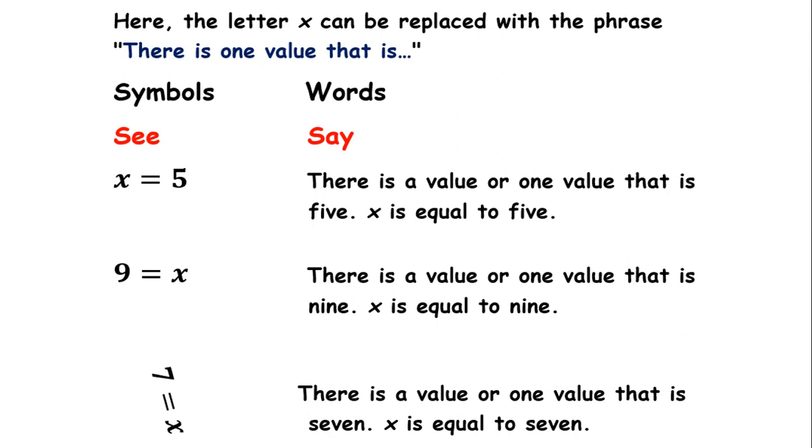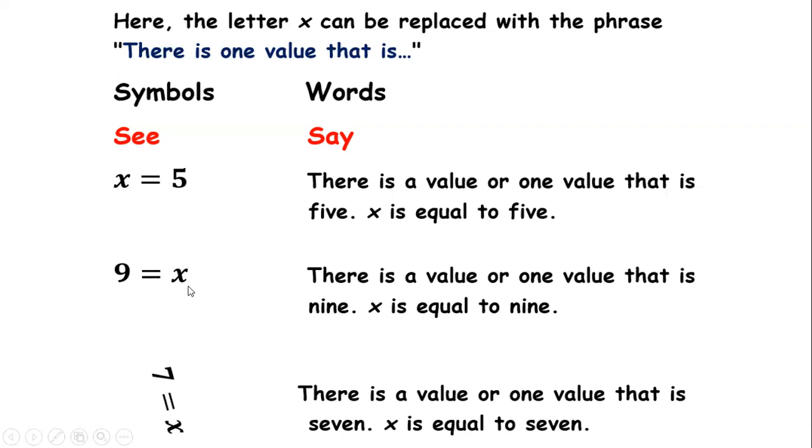But what is X? You can replace the letter X with this: there is one value that is. Here, you can start with the X. Always try to start with the X. There is a value, or one value, that is 9. X is equal to 9. That's the shorter version of saying it. But in a complete sentence, there is a value that is equal to 9.